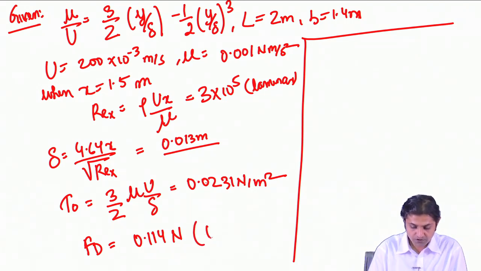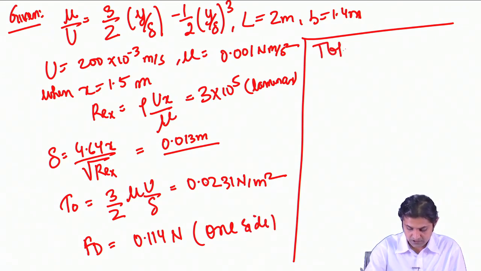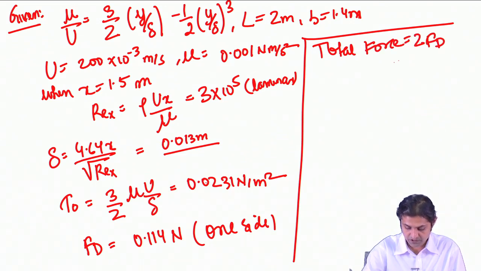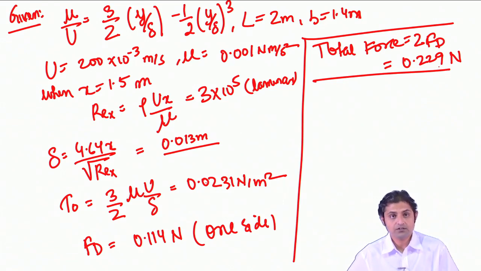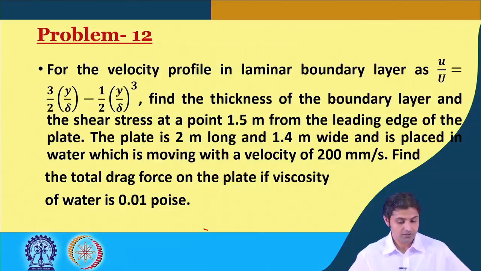Because this was on one side, the total force is, there are two sides, 2 Fd, so it is going to be 0.229 Newton. This is the same question, but with numerical values. So, I will go now.